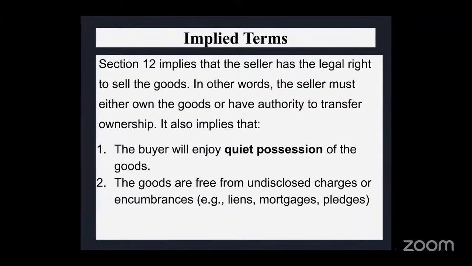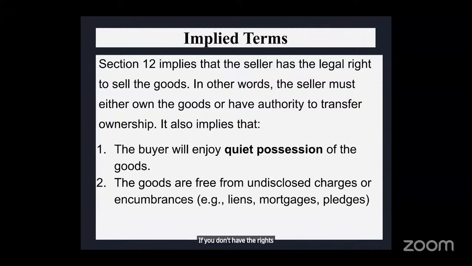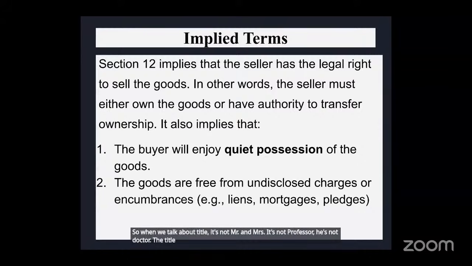So the first one is Section 12 of the Sale of Goods Act. The provision says that a seller must have good title, because you can't sell what you don't have. If you don't have the right to the property, you can't sell it. So when we talk about title, it's not Mr. and Mrs., it's not professor, it's not doctor. The title that we're talking about is with respect to the property. Do you have good title? Do you have ownership? Are you the owner of that property that you're trying to sell?